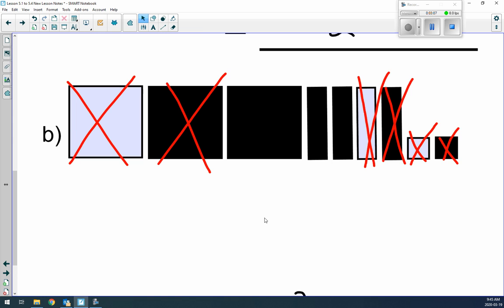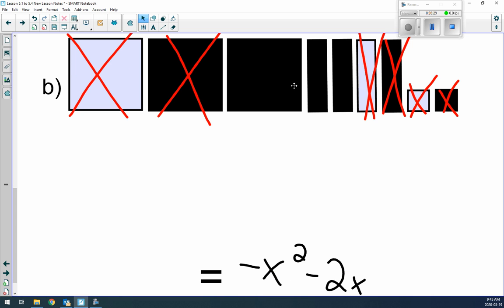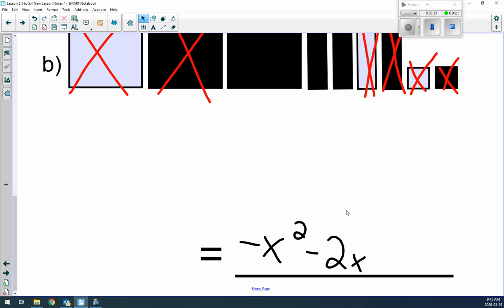Okay, look at the last one here. We have these 2 large ones, which are the x squared. One's positive, one's negative. They wipe each other out. The x is over here. One's positive, one negative. They wipe each other out. And the numbers here, the 1 and the -1, wipe each other out. So what's left? 1 large square and 2 rectangles. That would be -x squared, which represents the first one here, and -2x, which represents the second one.